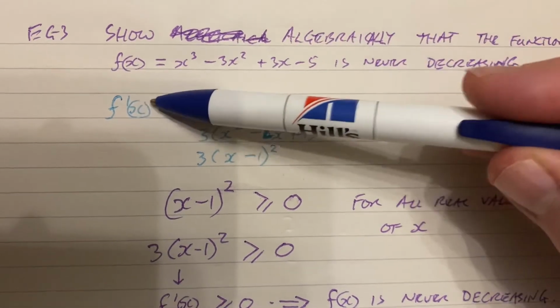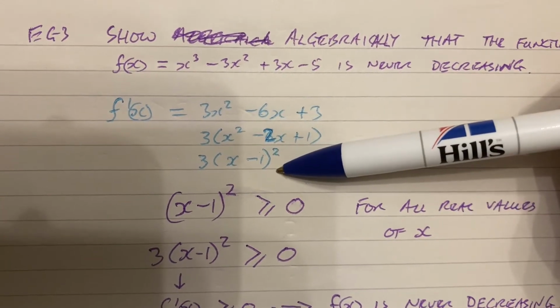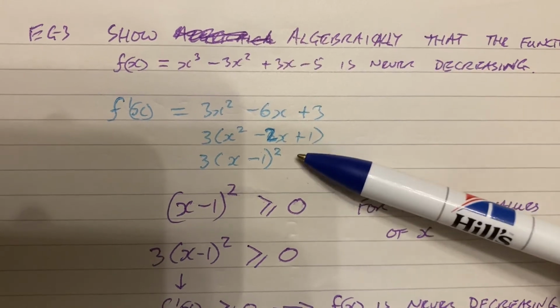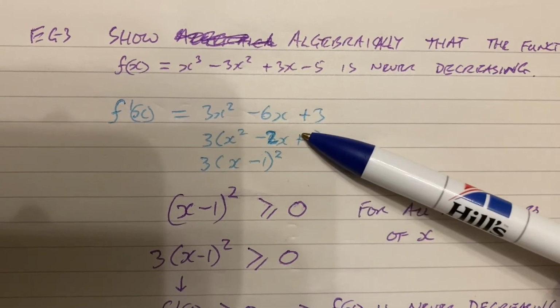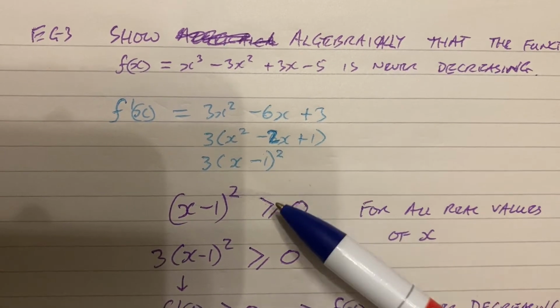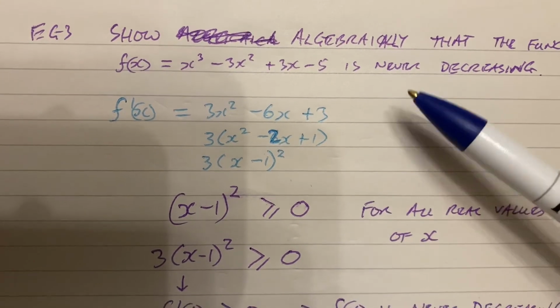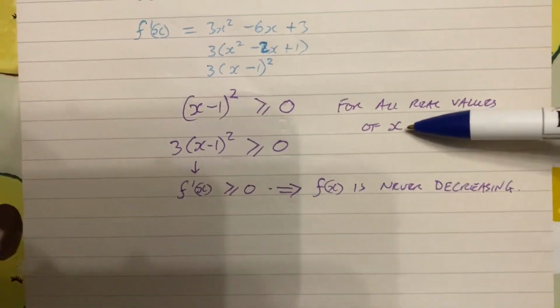So here f dashed x, we do the differential and then we factorize it. These will be factorizable. It might be you have to put it into a difference of 2 squares. It might be that it's a straight factorize. So if we're squaring something, whenever we square something, it has to be greater than or equal to 0, for all real values of x. We're not talking imaginary values here.